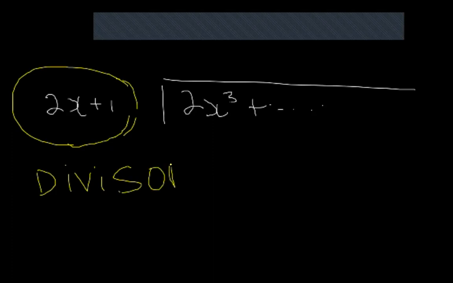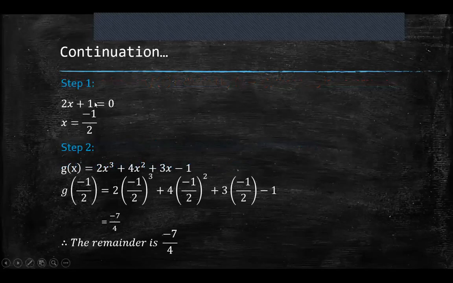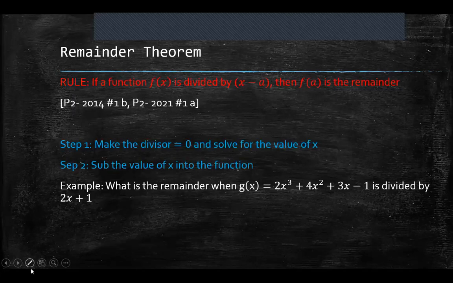And the first step, it says put this equal to 0 and solve for the value of x. That's what I did. Here, 2x plus 1 is equal to 0. So x is going to give me minus a half. Step 2.